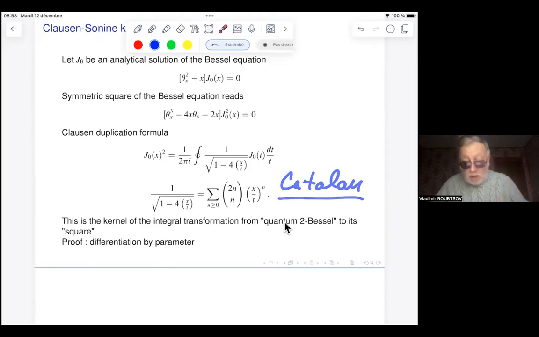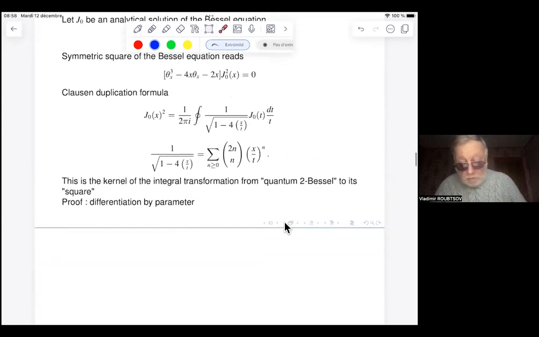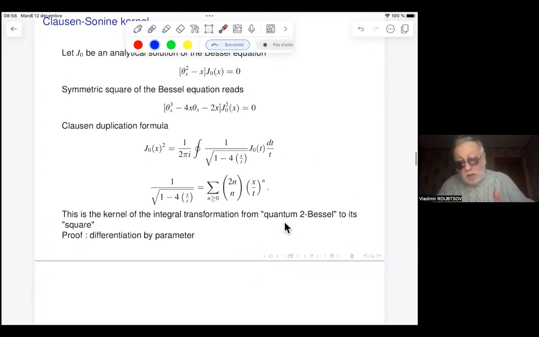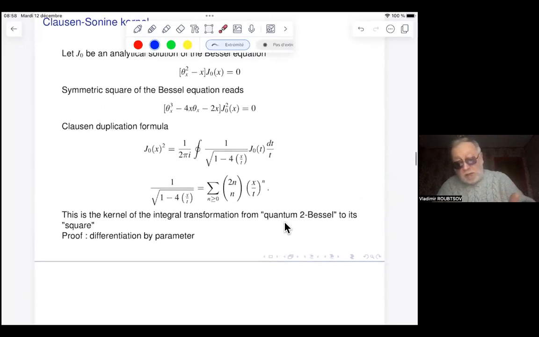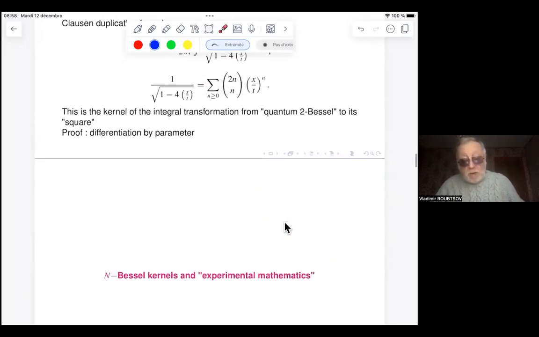First Catalan and then Narayana. For Narayana, I will show you more precisely later. So the demonstration is straightforward.